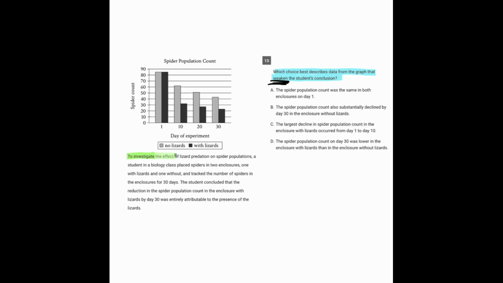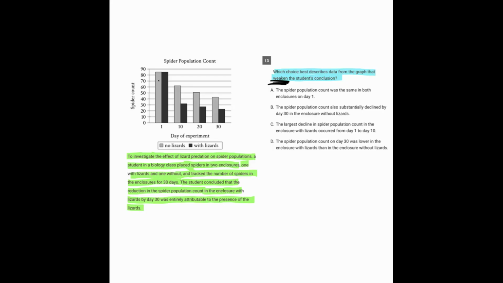To investigate the effect of lizard predation on spider populations, a student in a biology class placed spiders in two enclosures, one with lizards and one without, and tracked the number of spiders in the enclosure for 30 days. The student concluded that the reduction in the spider population count in the enclosure with the lizards by day 30 was attributable to the presence of the lizards, entirely attributable to the presence of the lizards.